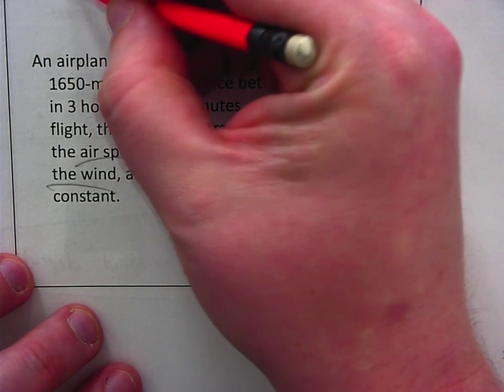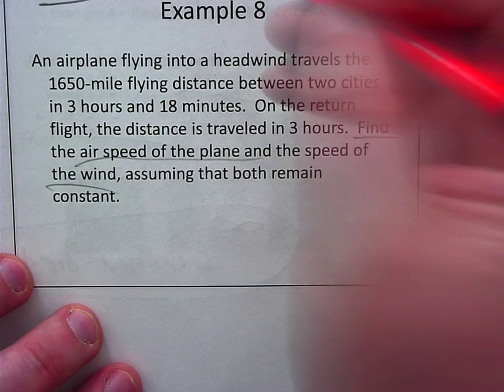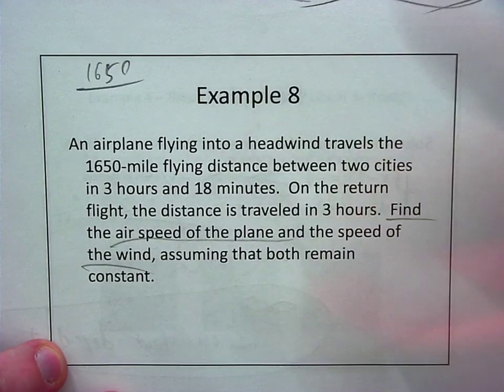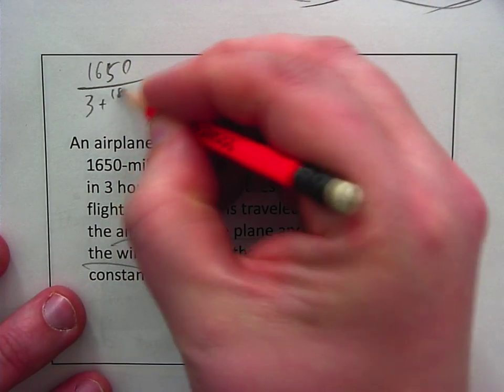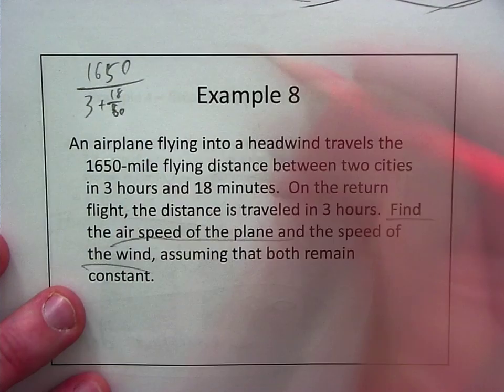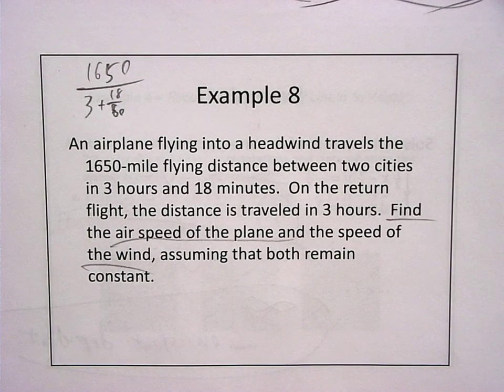Yeah, 1650 divided by the 3 hours, 18 minutes. Now how would I actually do 3 hours, 18 minutes? Yeah, 3 plus 18 divided by 60. So then just make sure to put that in your denominator. What do you get when you take 1650 divided by 3 plus 18 60ths?